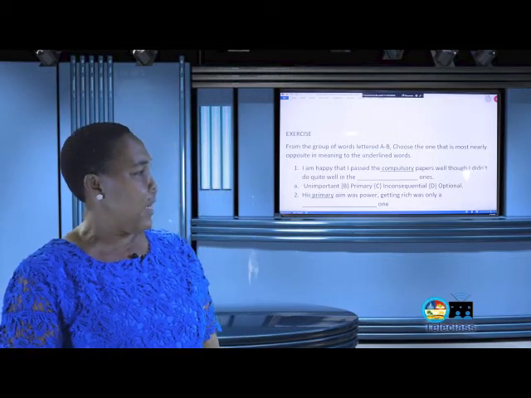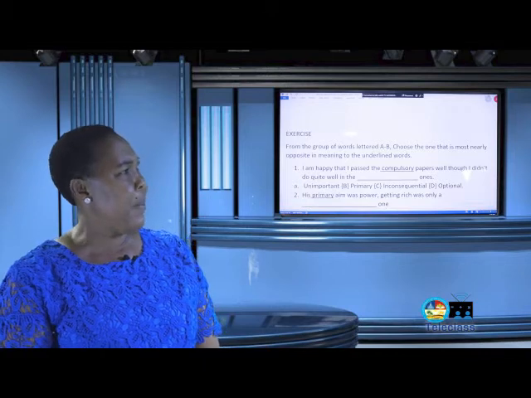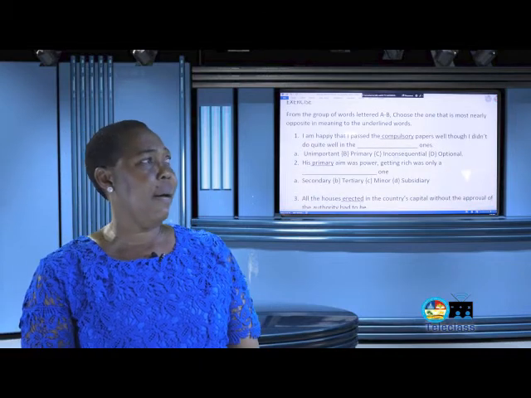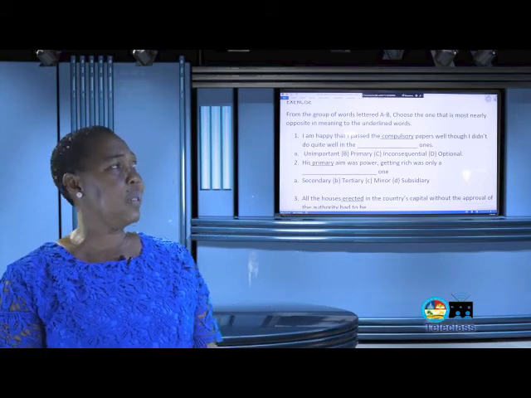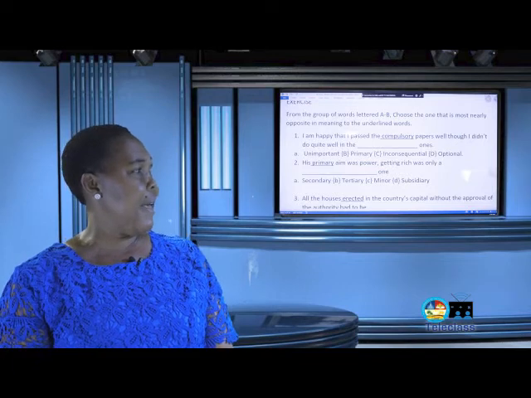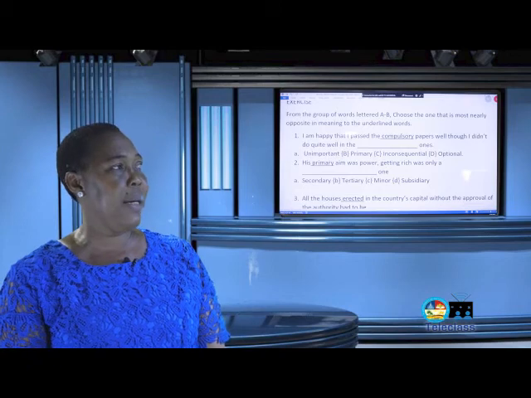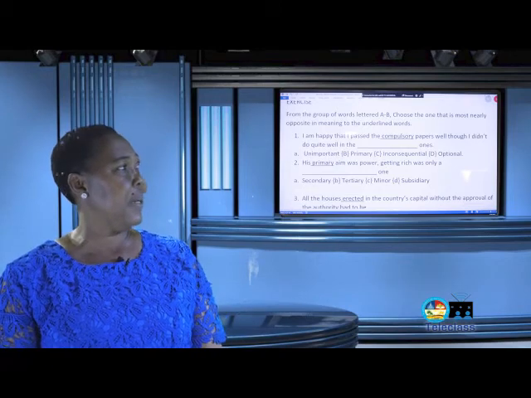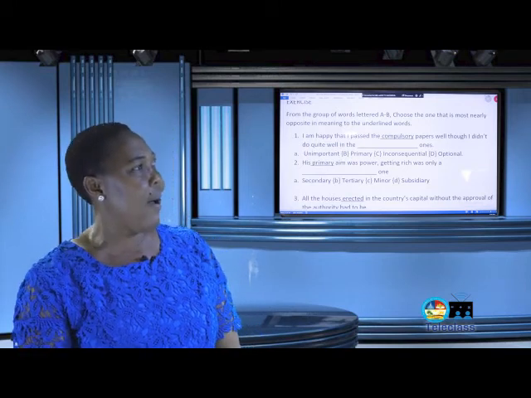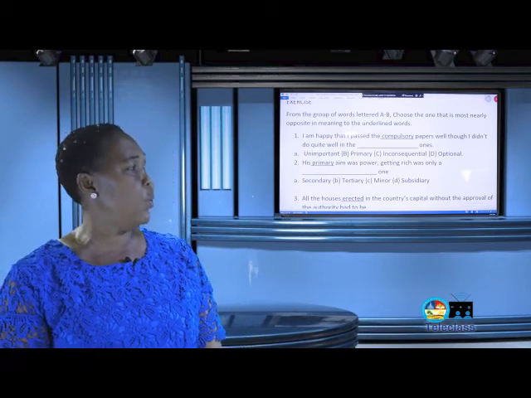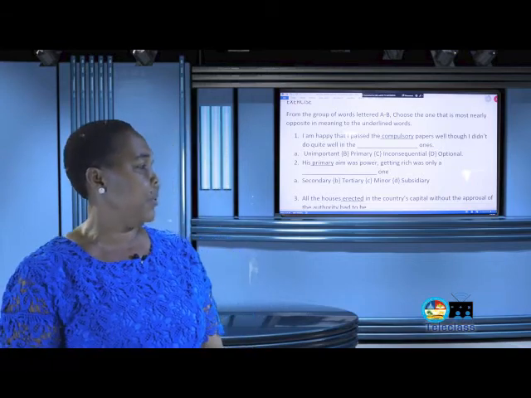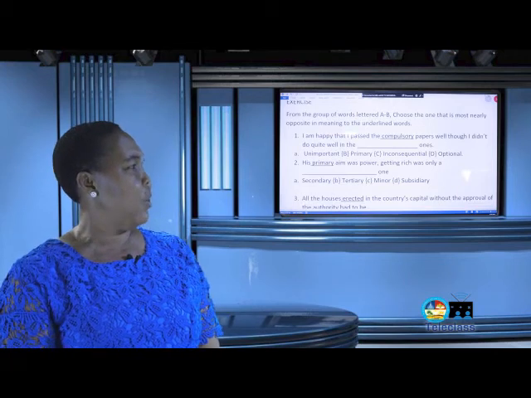Then we go over to the second one. His primary aim was power. Getting rich was only a dash one. So what is the opposite of primary? We have A, secondary. B, tertiary. C, minor. D, subsidiary. The answer is secondary. His primary aim was power. Getting rich was only a secondary one. So we pick A as the answer. That is secondary.